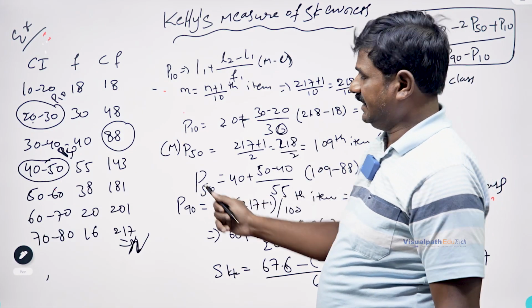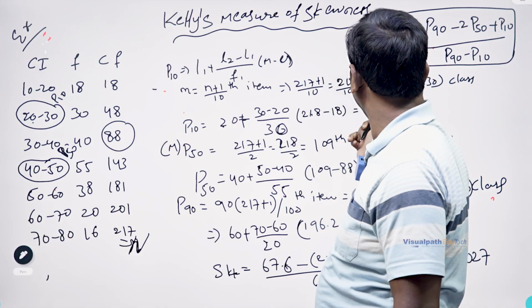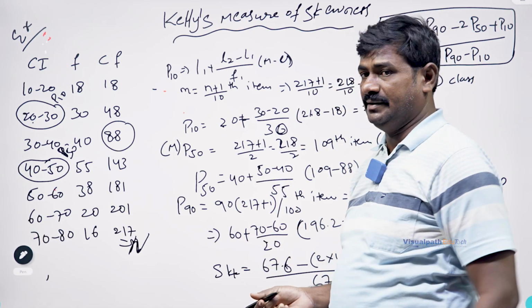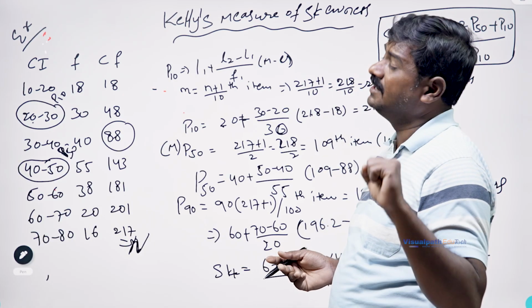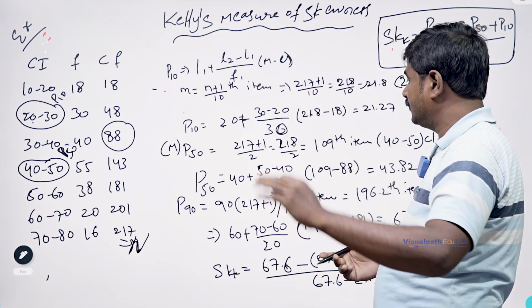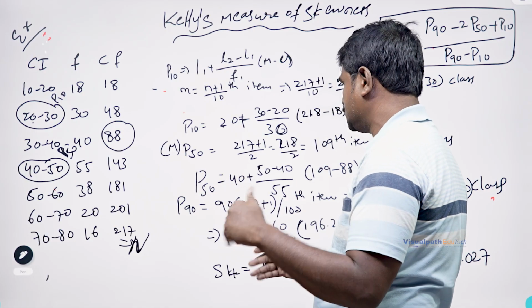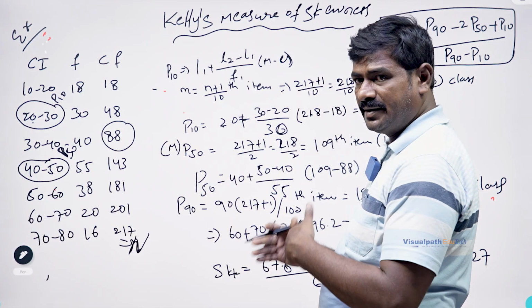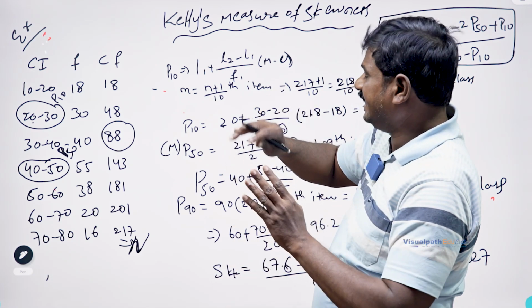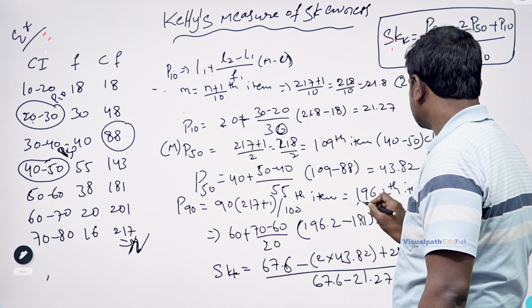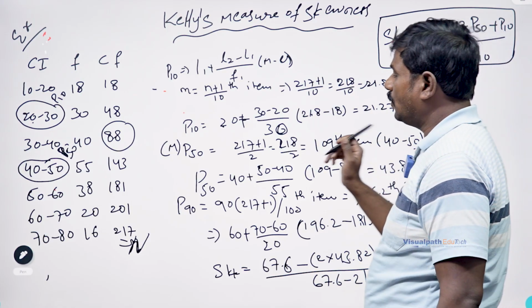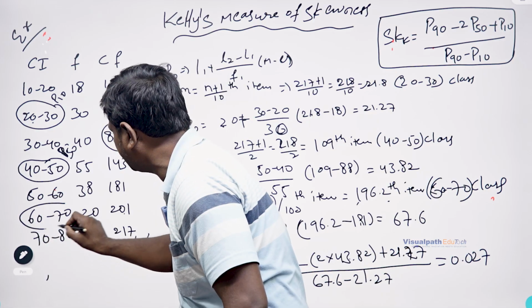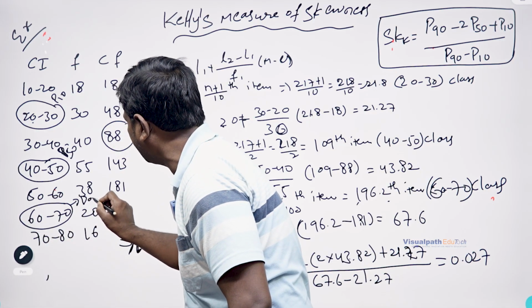Then coming to P90. P90 means we have to take 90 into (217 plus 1) by 100th item. What we have to do is make it as 100 parts, where the total is 100%. So 217 plus 1 is 218, by 100, into 90th item. That's why we consider the 196.2th item. 196.2 is beyond the cumulative frequency 181, so it lies in the 60 to 70 class, where we will get the P90th item.